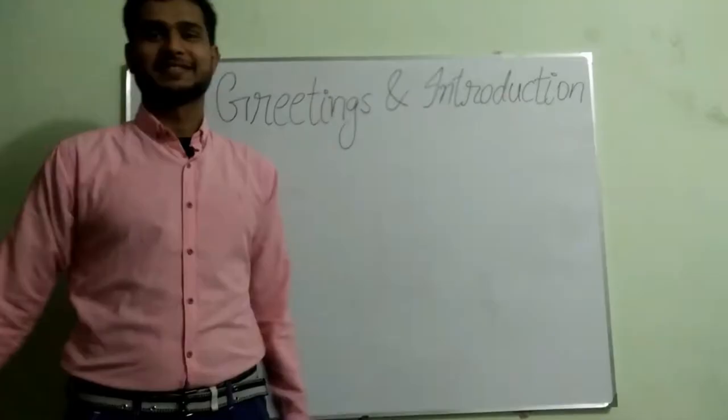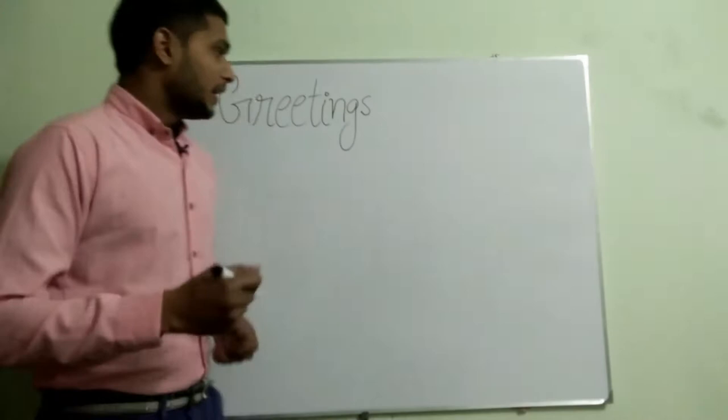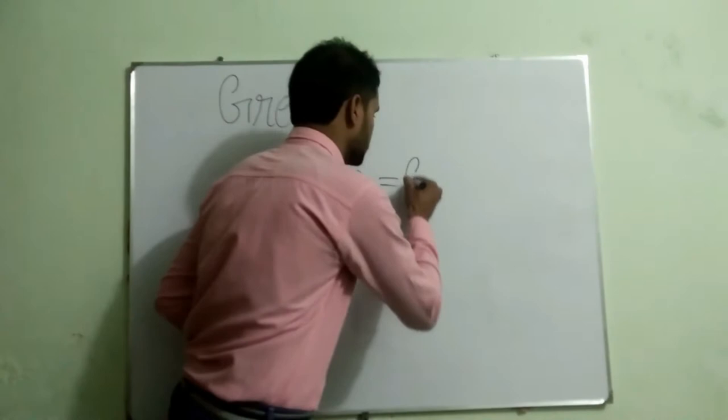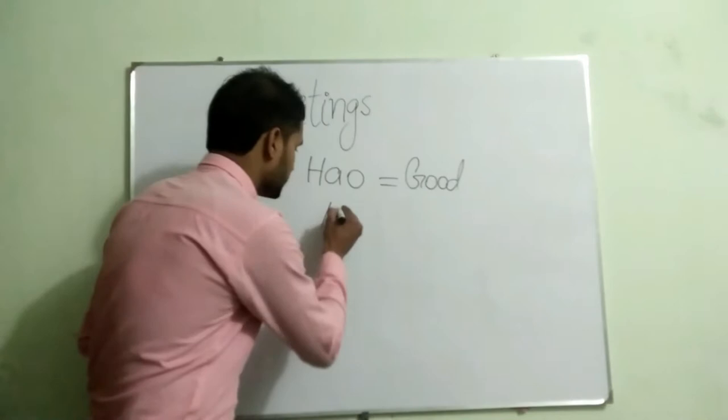So guys, the first part of our video is greetings. In greetings, first we will learn how to say hello, hi. The first word we learn is hao, H-A-O. This is a Chinese word and its meaning is good, fine. It is pronounced the same as the English word how.